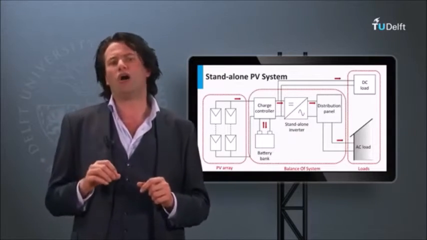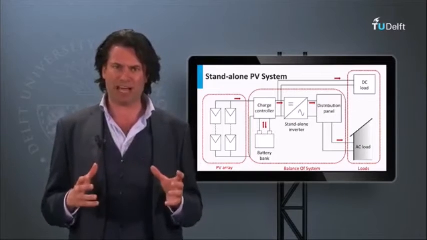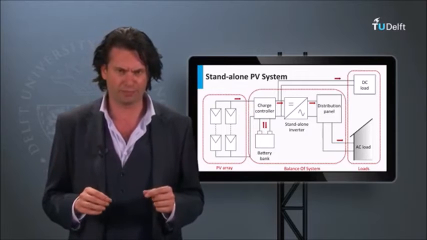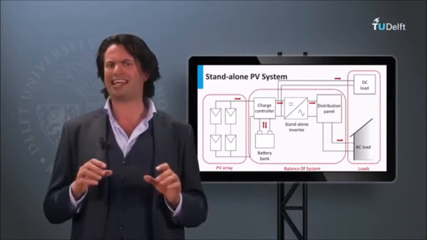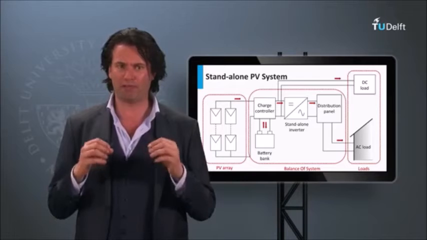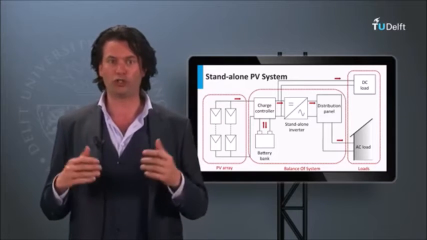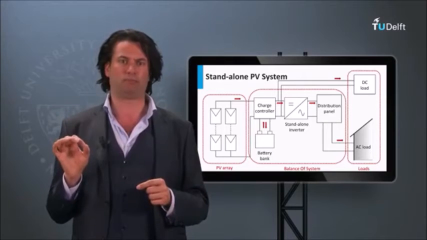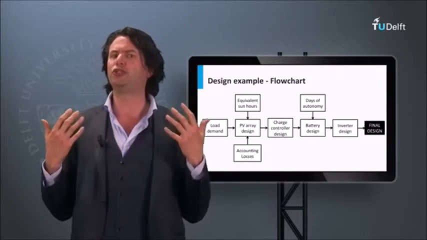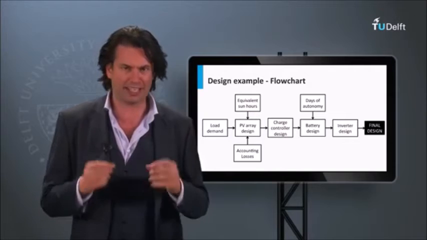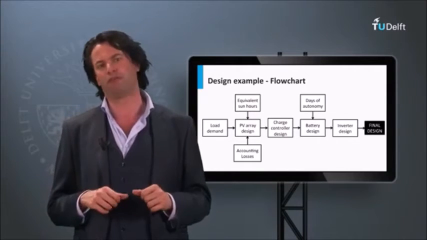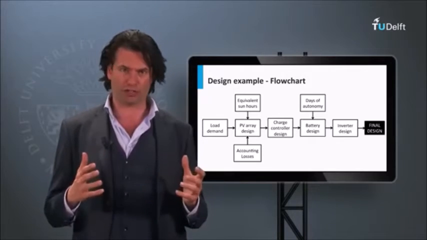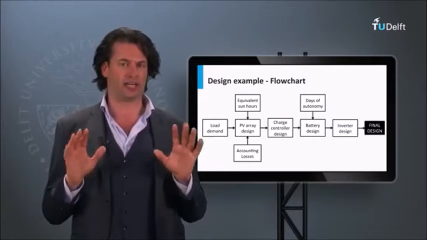Now let's go on to the more interesting aspect of designing an off-grid system for a house in a remote location. We shall look at the designing and sizing of a PV system based on the load demands and the available components. Let's go to this example. I will introduce you to a simple flowchart that helps to design an off-grid PV system. We will walk through all the stages of this flowchart while considering an example.